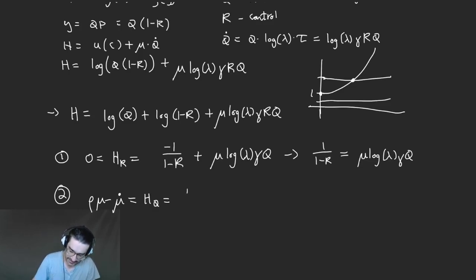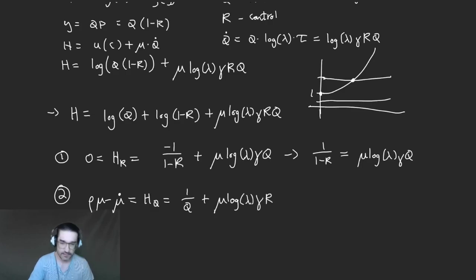All right, so then we're going to get 1/q, and then everything on that term that's not q on the right, so mu log of lambda gamma and r. It's just linear. Gamma and r. All right, so this is our equation here. And then okay, we've got these two equations.